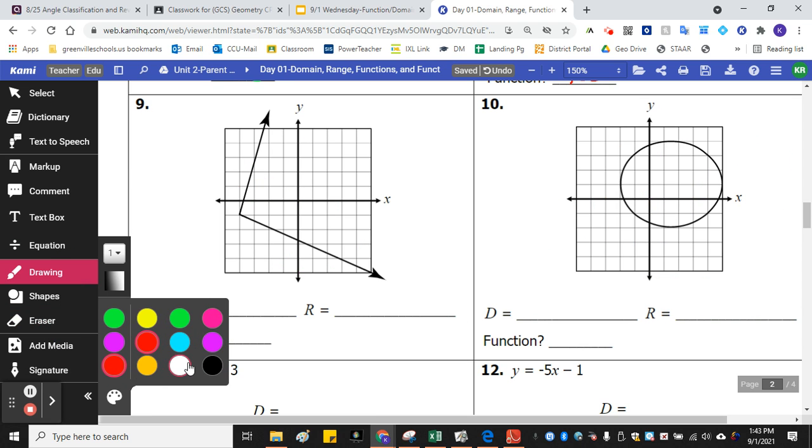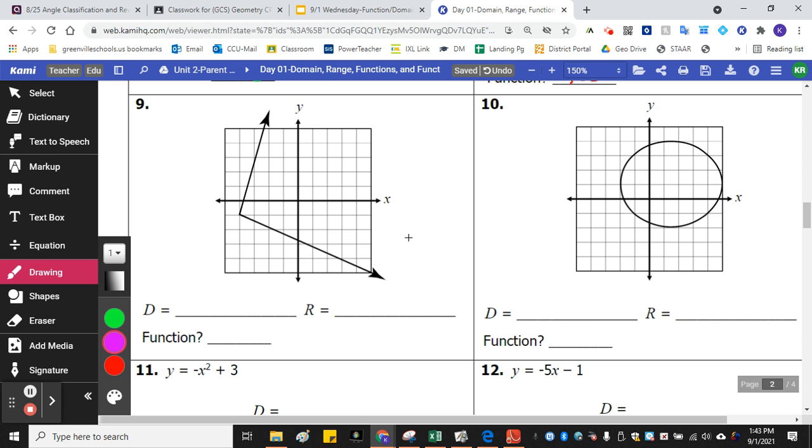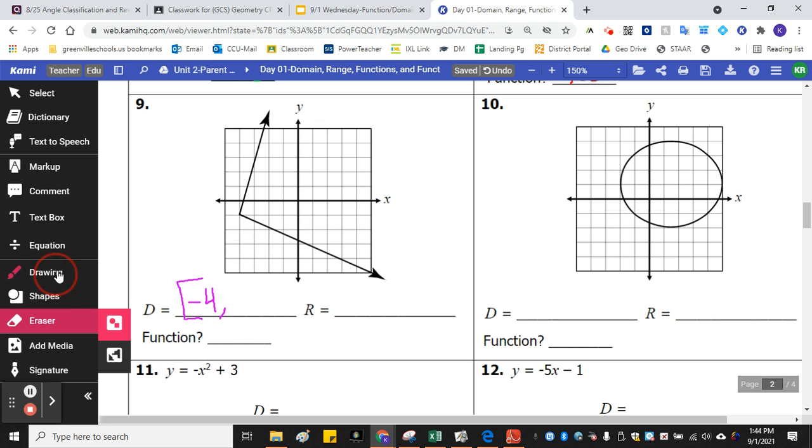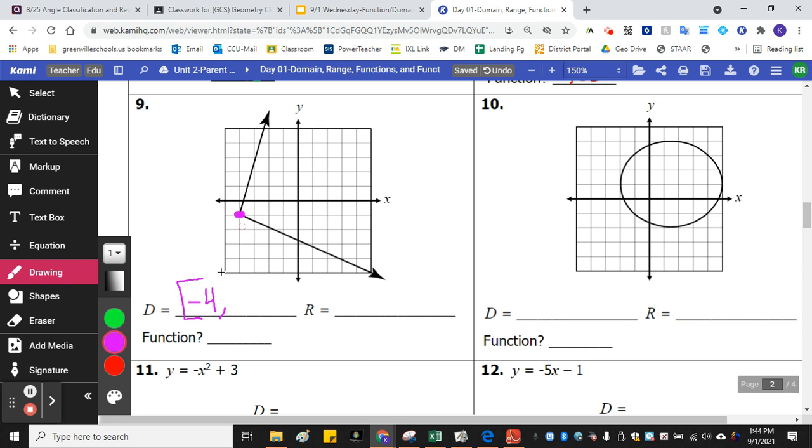All right, let's get to our harder domain and range. Number 9. Where does my x value start? -4. This is my first x value. And then the bracket or parentheses? Bracket. There is a point there, even though it's not exaggerated. The y is -4, right?